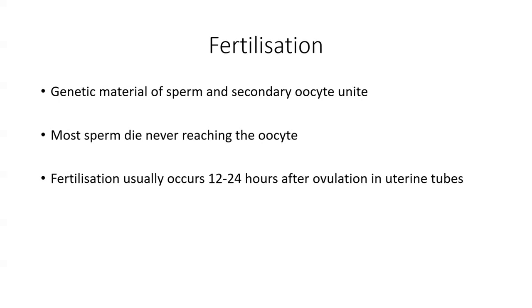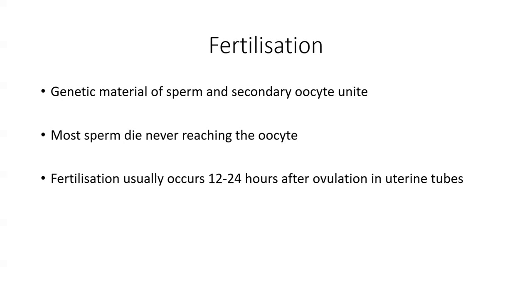So during fertilization, the genetic material from a sperm containing 23 chromosomes and a secondary oocyte also containing 23 chromosomes merges into a single nucleus, which contains our full set of 46 chromosomes. Of the 200 million sperm that are introduced into the vagina during intercourse, fewer than 2 million, or 1%, will reach the cervix of the uterus, and only about 200 will actually reach the secondary oocyte.